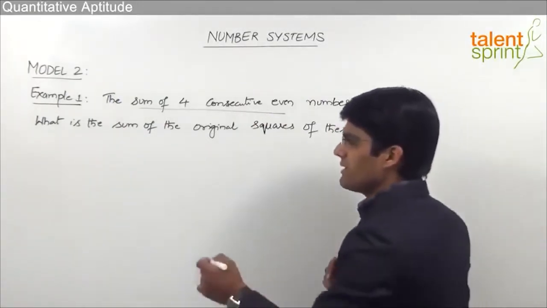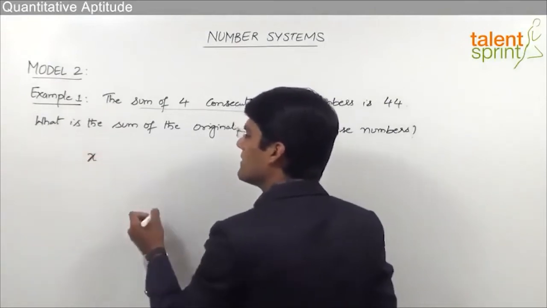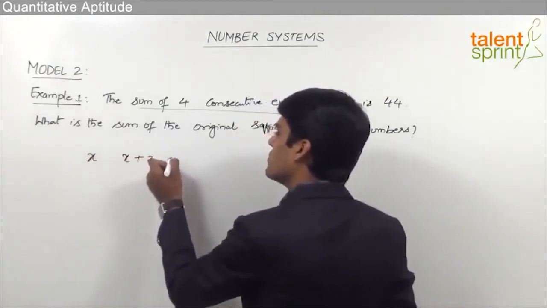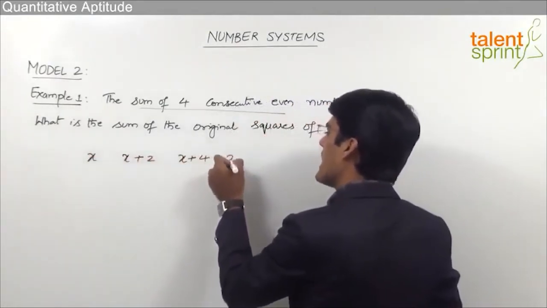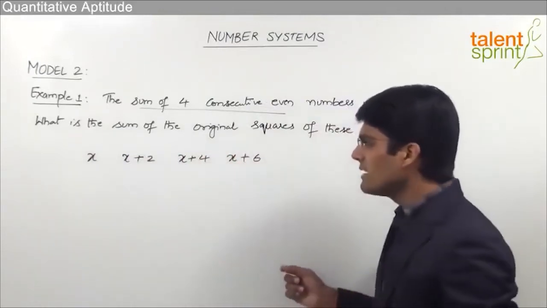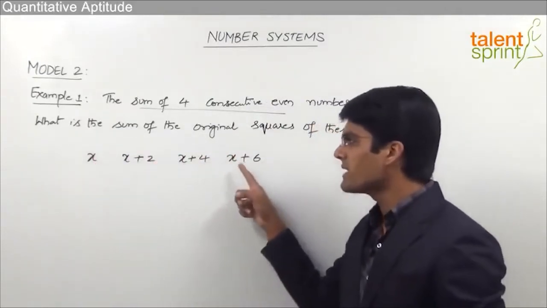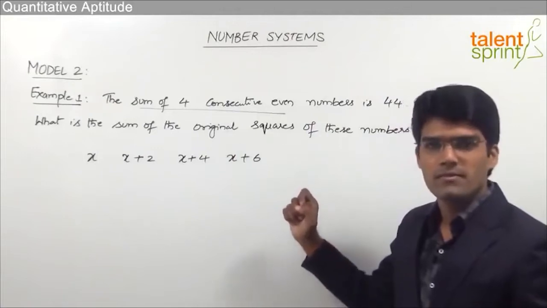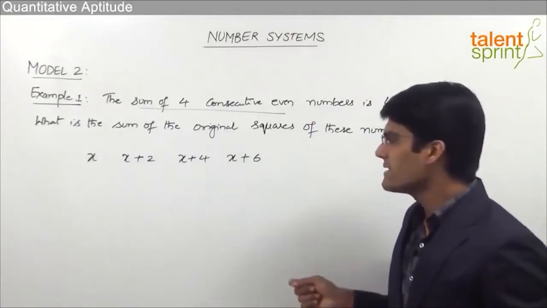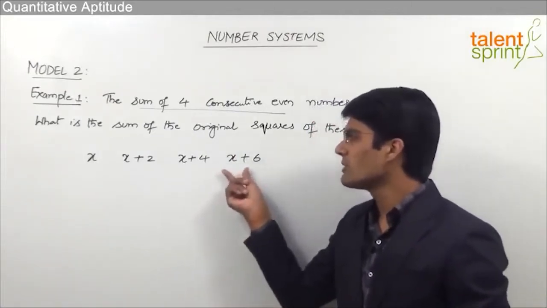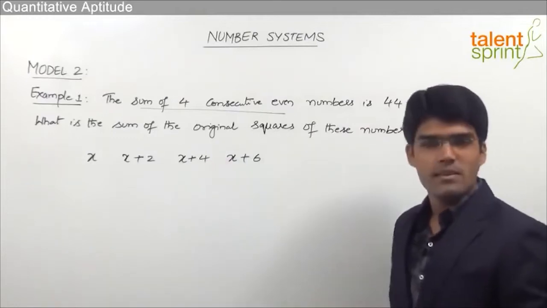Now as given in the question, let us assume that the 4 consecutive even numbers are x, x plus 2, x plus 4 and x plus 6. As we have discussed earlier, consecutive even numbers can always be represented as x, x plus 2, x plus 4, x plus 6 and so on. And since there are 4 numbers, we have taken 4 terms here, where x is an even number.